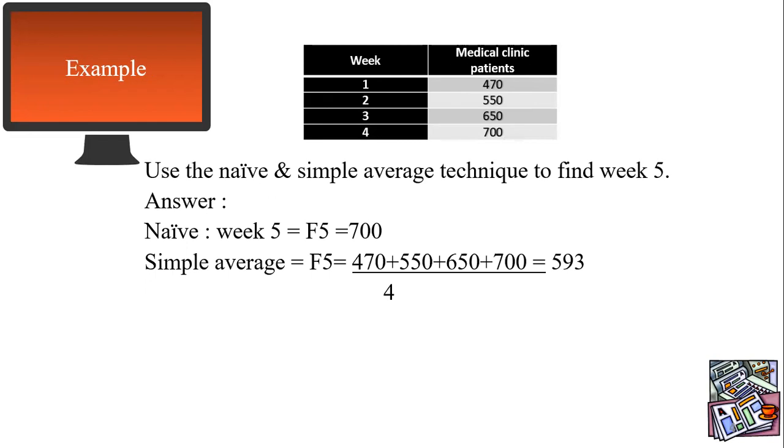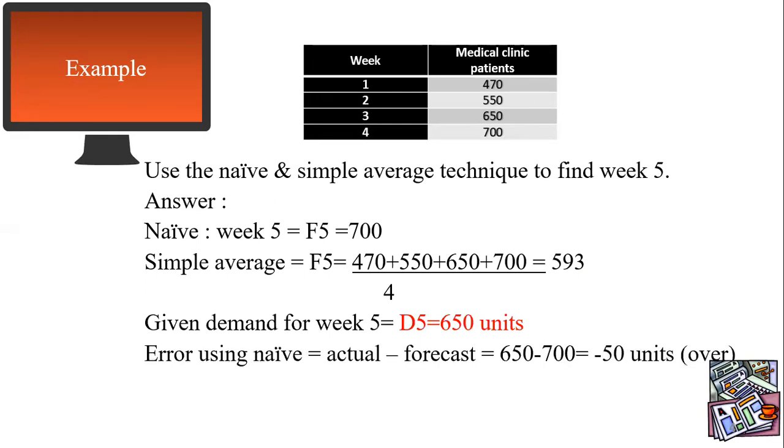Okay, this is the forecast. Imagine that you have been given the actual demand for week 5, and this has happened. The total number of patients or units or tons is 650. Is there an error? Yes, there is. Because using the naive means that you are estimating 700, but the actual is 650, which means you have minus 50. What do you mean? I was overestimating. I was expecting 700 and only 650 came.